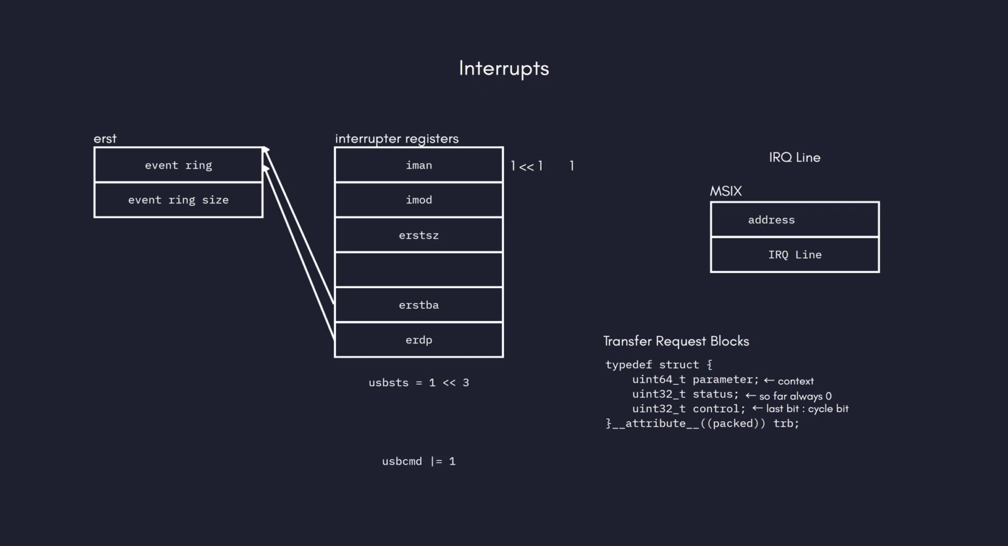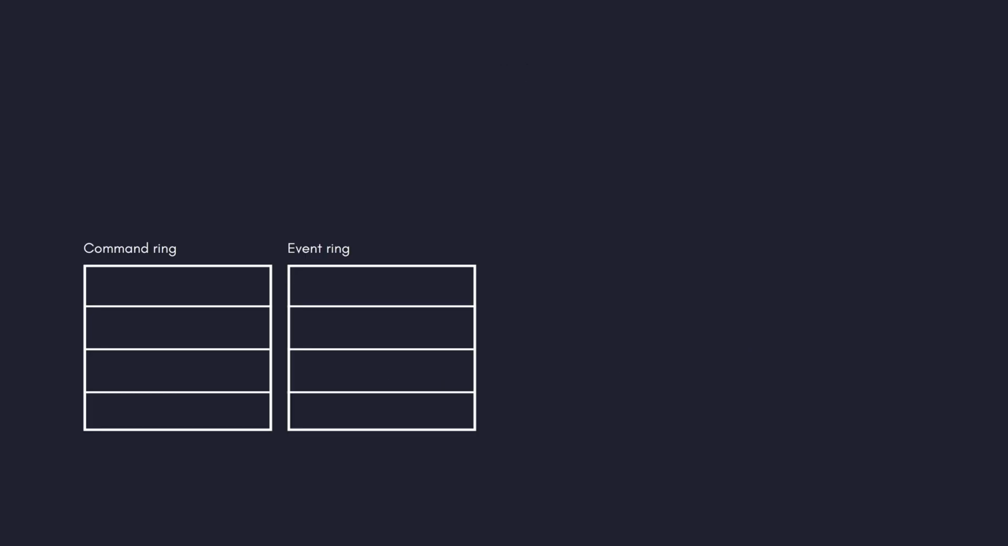Finally, now that we've actually set up interrupts and we've set up a control ring and an event ring, we're ready to actually start the device. And we do that through USB command by writing a 1, which will initialize the device. So now we have our device initialized and we're ready to start sending commands and receiving events.